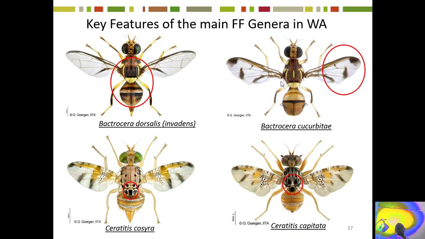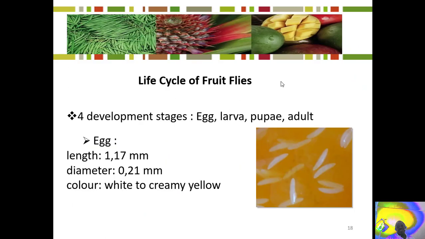Now, if we look at key figures to distinguish Bactrocera from Ceratitis, let's look at the scutellum. We see for the Bactrocera, at the scutellum, we have a triangle which is yellow. And if we look at the Ceratitis, we have some black dots that are there instead of the yellow triangle.